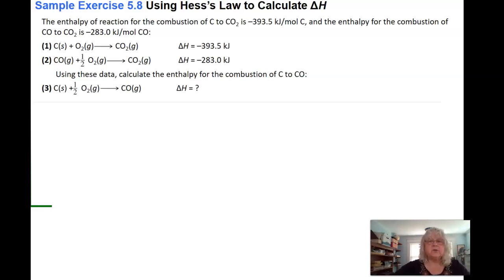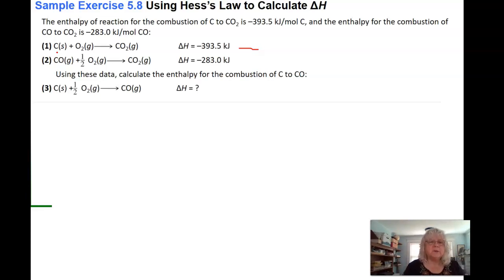So they've given me 2 reactions in this problem. In the first reaction, they're telling me that if I take solid carbon and oxygen and make carbon dioxide gas, my heat is 393.5 kilojoules. And in the second reaction, I've taken carbon monoxide and half of an oxygen and made CO2 gas. And they gave me a delta H for both of these.